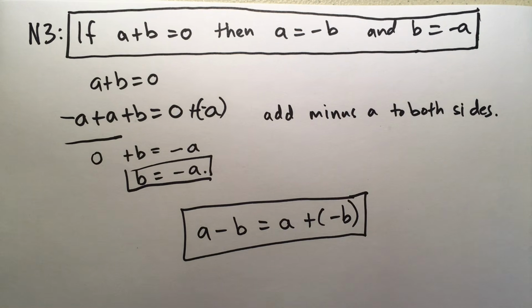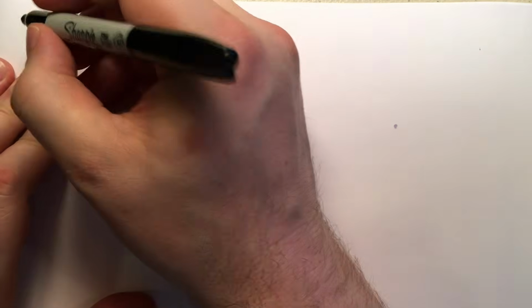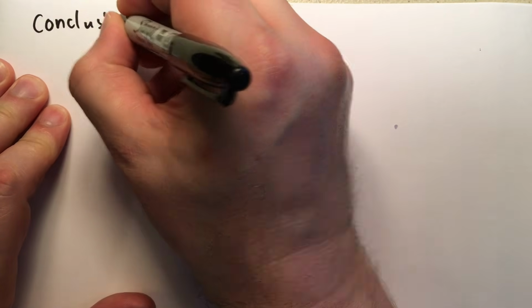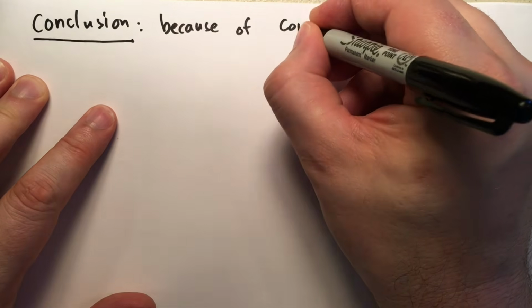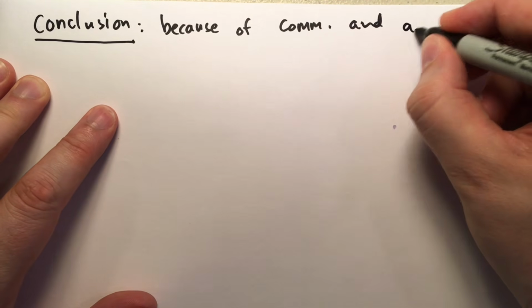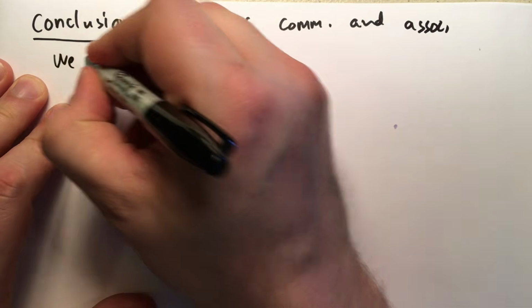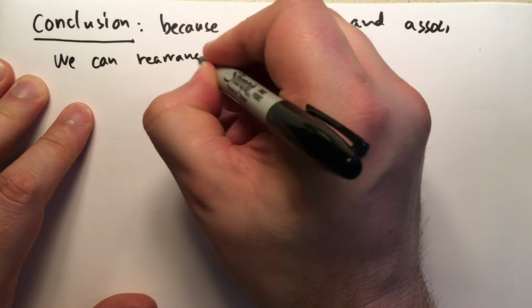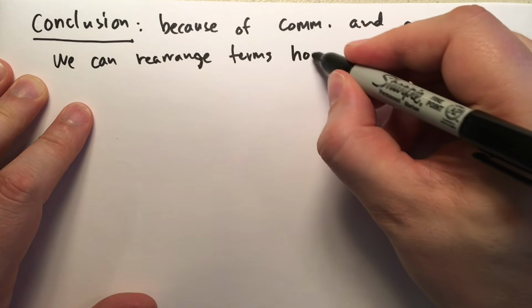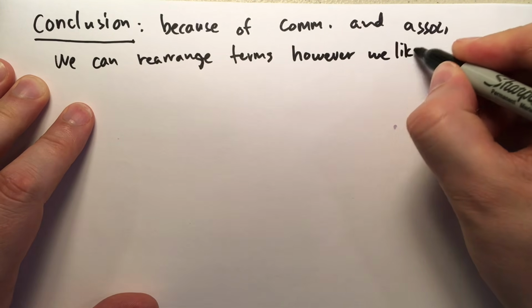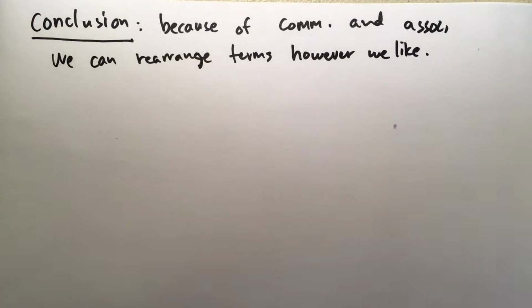Okay, so the conclusion here. Let's take a new piece of paper, and let's draw down some conclusions here. Adjust the paper. There we go. All right. Conclusion. Okay, because of commutativity and associativity, we can rearrange terms. Let's write that as a G actually instead of that weird S shape, however we like. And this is the important bit. This is what commutativity and associativity gives you in algebra.